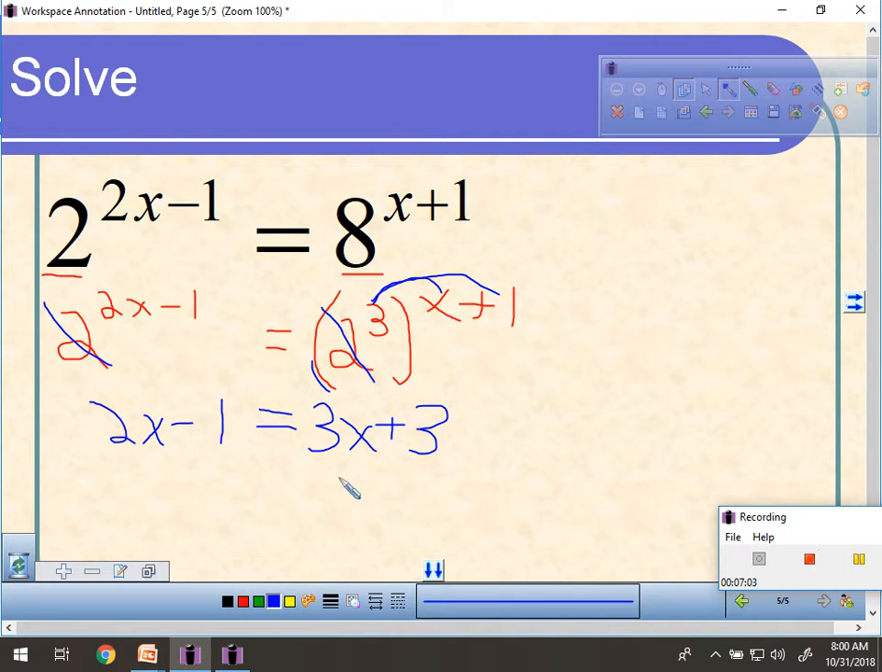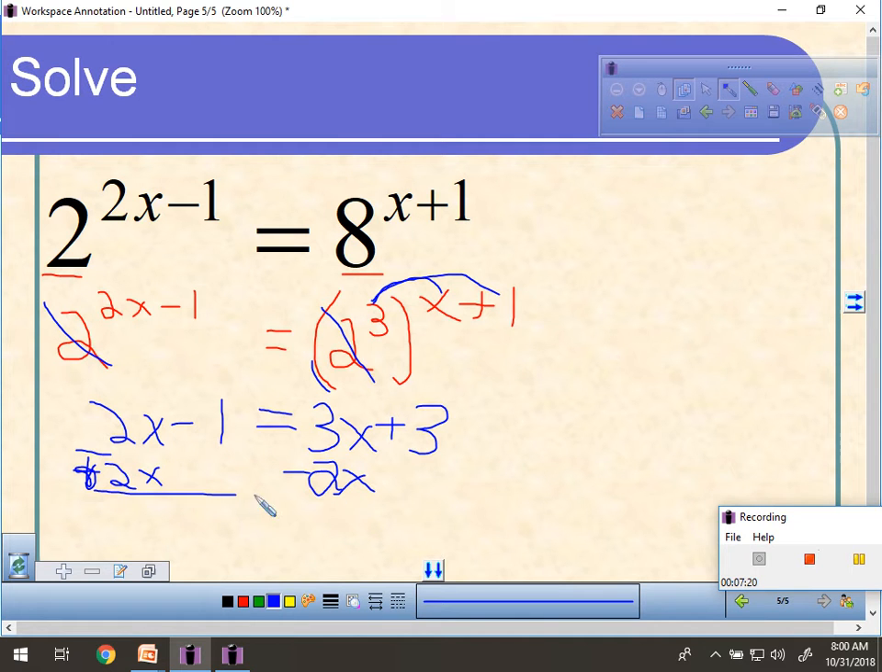And then just solve for x. There's different ways you could do this. I'm going to subtract 2x from both sides first. And so that's going to give me 1x over here on the right-hand side.